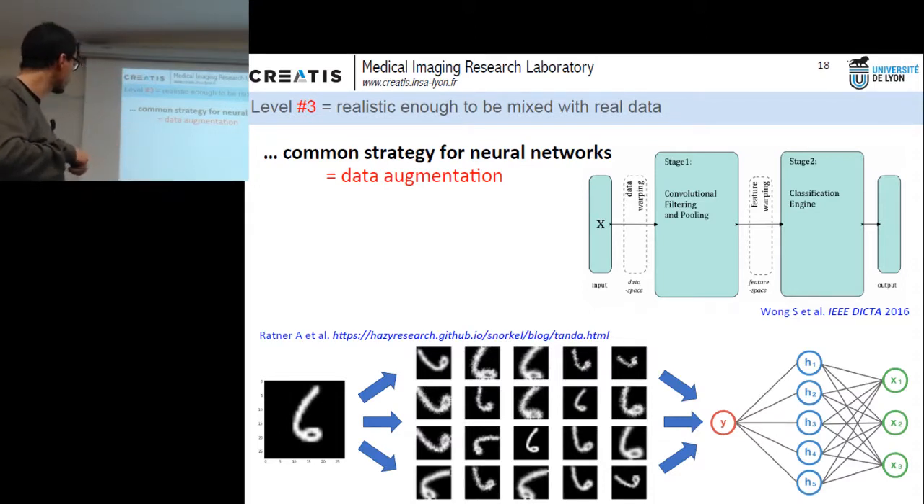So for example, if you want to recognize digits, a common strategy is to rotate your data in many orientations, or add noise or change the brightness of your data, so that instead of one sample, you have many samples. And this is actually a very useful and commonly used data augmentation strategy for neural networks.